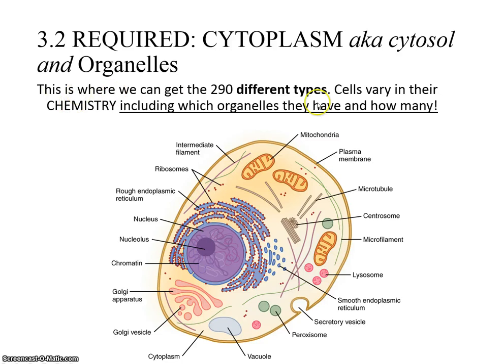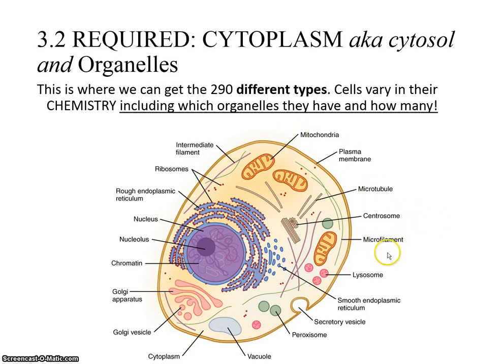Cells vary in what they need, right? So the numbers and types of organelles are different from cell to cell, and that's because there are differences in what the job of the cell is. And this is just a nice generic cell to show you the whole gamut.